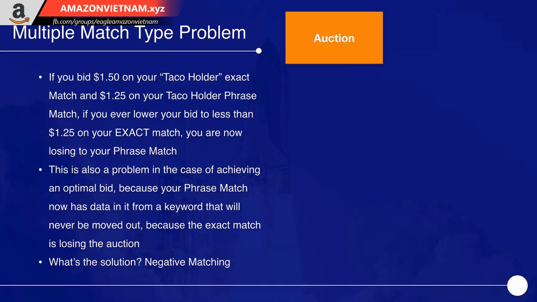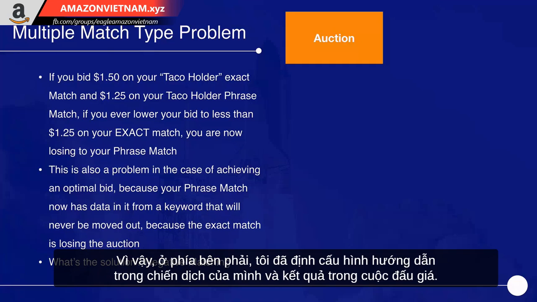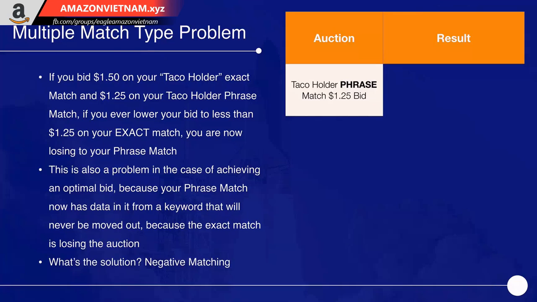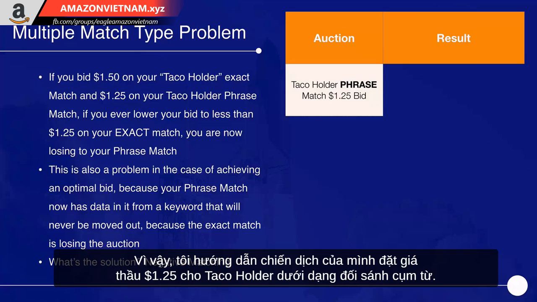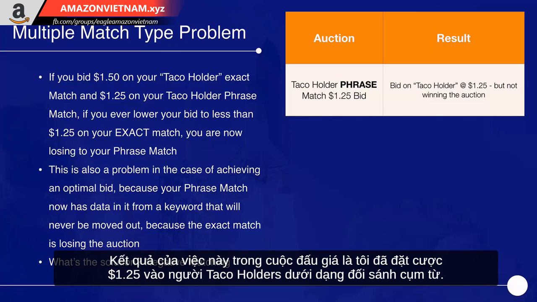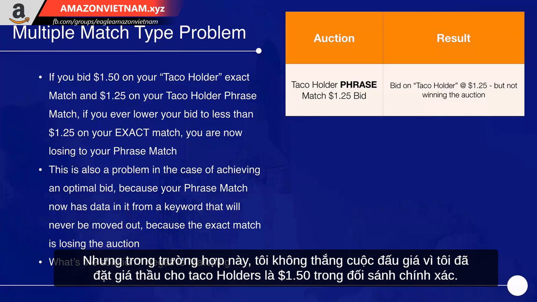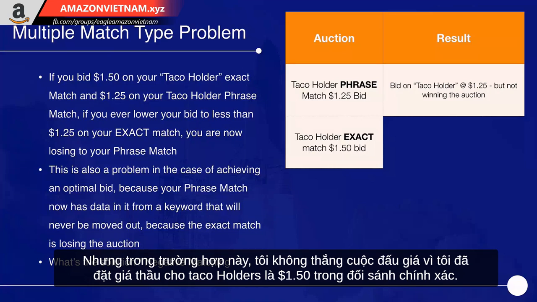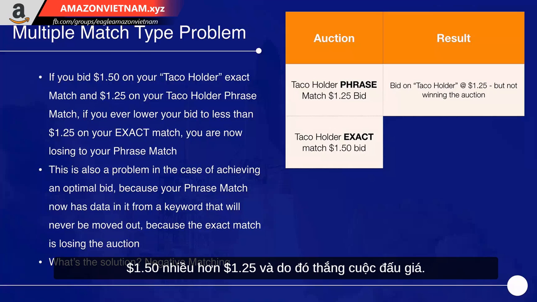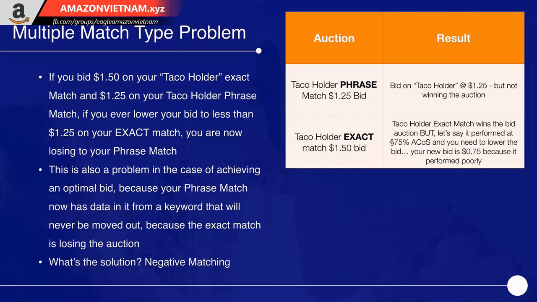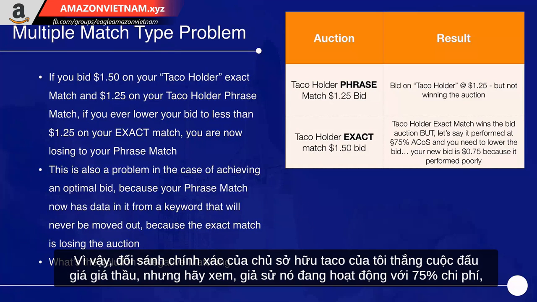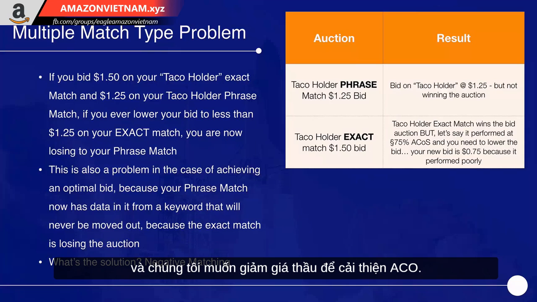It's called negative matching. So on the right hand side, I have my instruction configured within my campaign and the results within the auction. So I instruct my campaign to bid $1.25 on taco holder as a phrase match. The result of this in the auction is that I bid $1.25 on taco holder as a phrase match, but in this instance I'm not winning the auction because I have my bid on taco holder set as $1.50 in exact match. $1.50 is more than $1.25 and therefore wins the auction. So my taco holder exact match wins the bid auction, but let's say it's performing at 75% ACOS and we want to lower the bid to improve that ACOS.